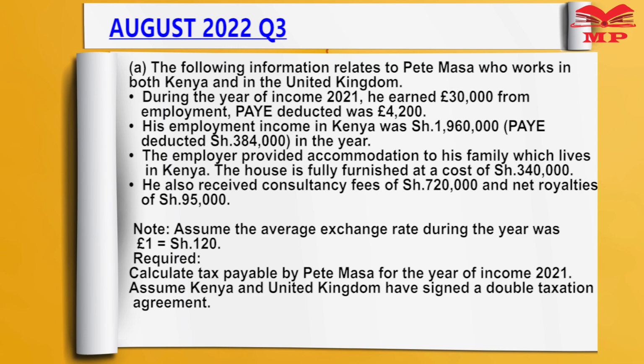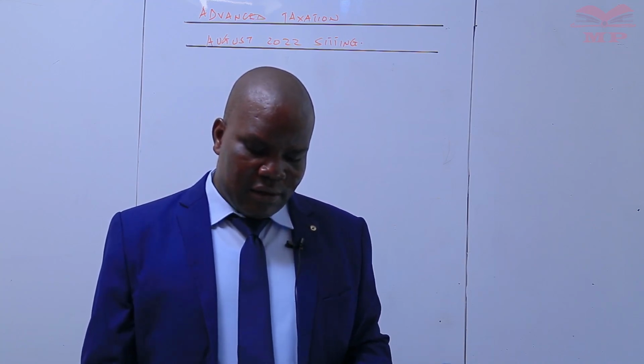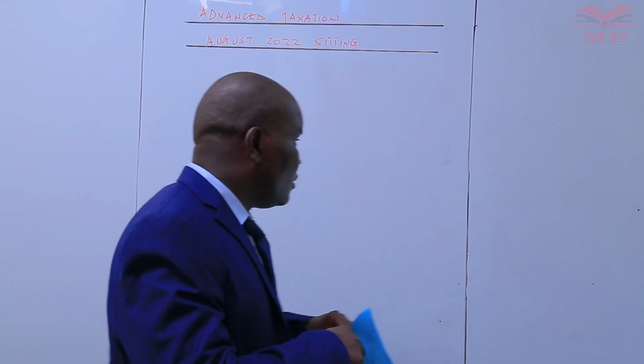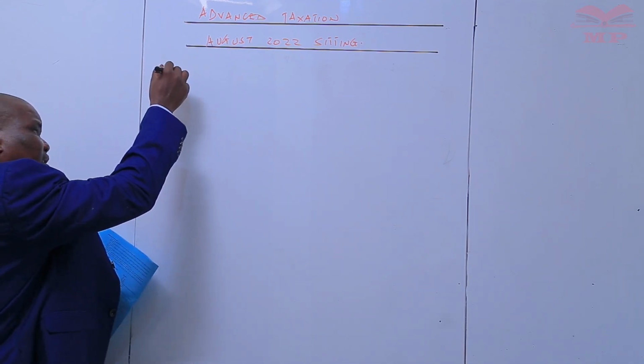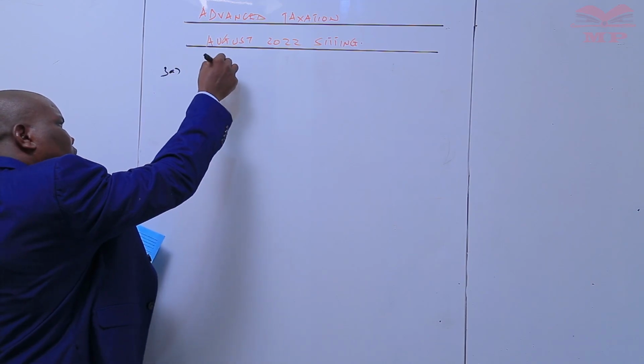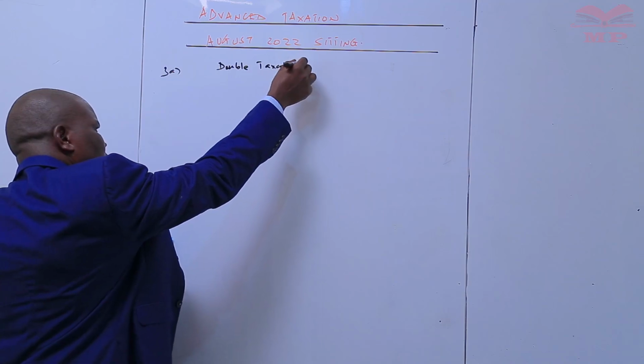So we have some data about an individual who earned employment income from United Kingdom, employment income from Kenya, and other incomes. Then we are told to calculate the tax payable by Pete Massa. For us to get tax payable, we must first of all compute double taxation relief, DTR. So this is what we do. We are answering question 3A. The first thing is to compute double taxation relief.